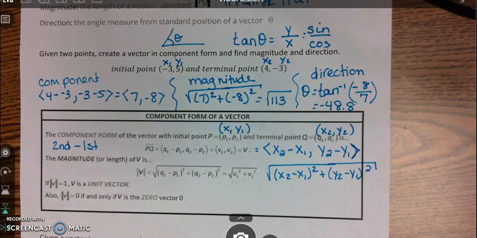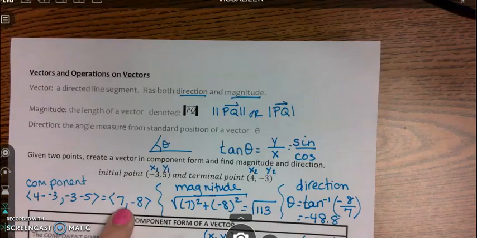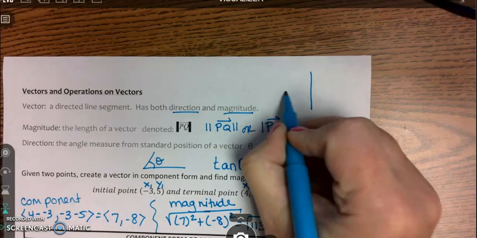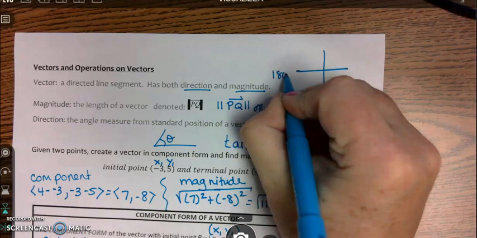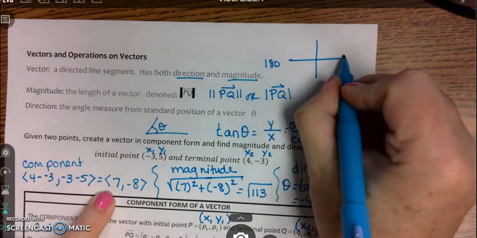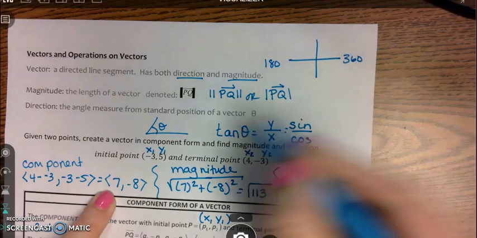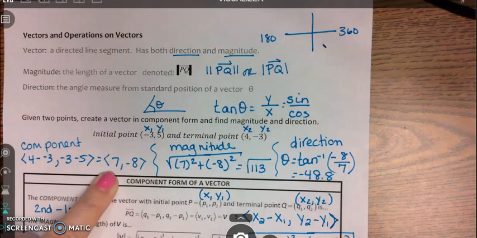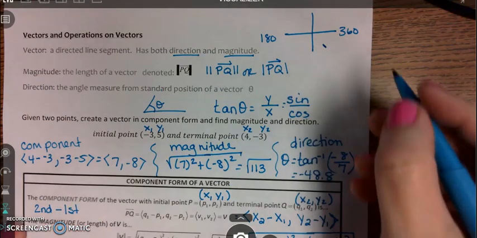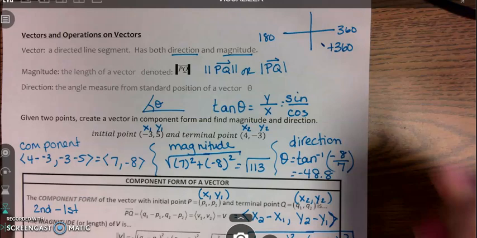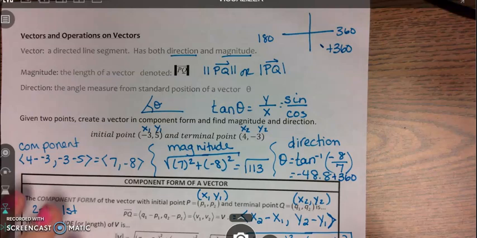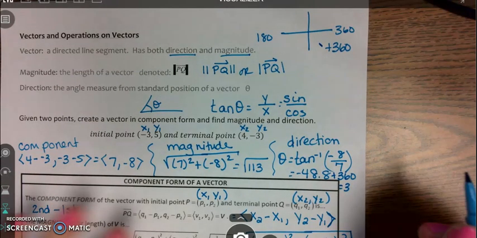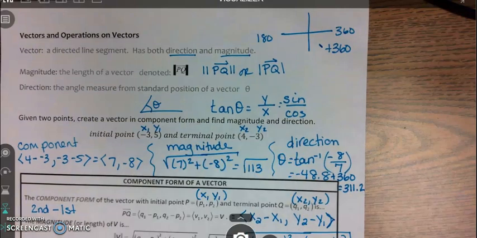Would you agree? So let's go back and talk about something. Remember our reference angles? Positive 7 and negative 8 is right here. So what we're going to do is add 360. And my final answer is 311.2 degrees.